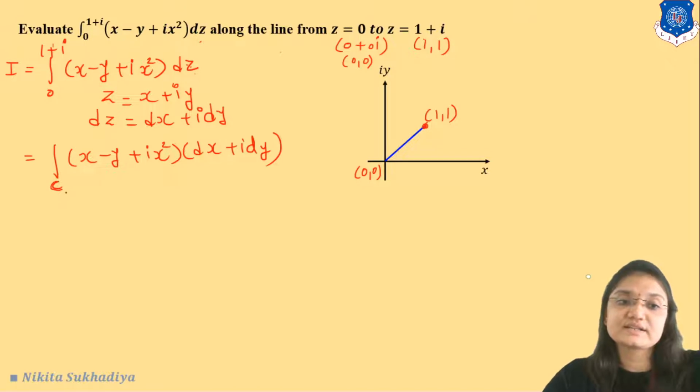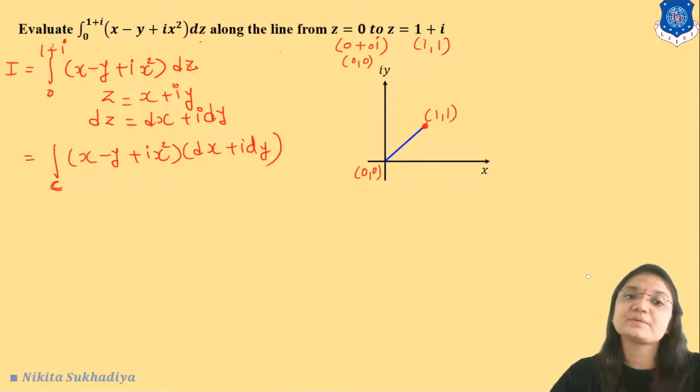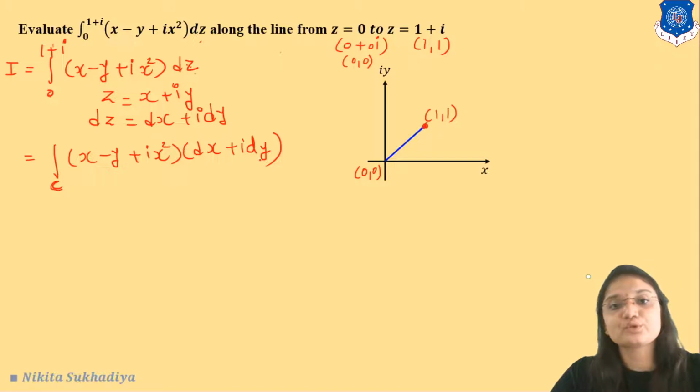Here I am writing c because this is the limit 0 plus 0 i to 1 plus i. So this is the limit for z. And here I am replacing dz by dx plus i dy. Okay, so you can take integration either with respect to x only or with respect to y only.